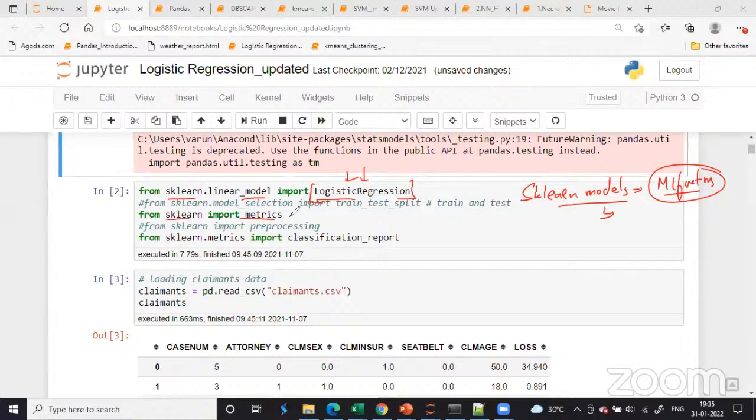From sklearn import metrics for creating your confusion matrix. From sklearn.metrics import your classification_report for finding out your sensitivity, accuracy, all those things. F1 score. Now read your file. What is our data set? Claimants.csv. This is the data set.